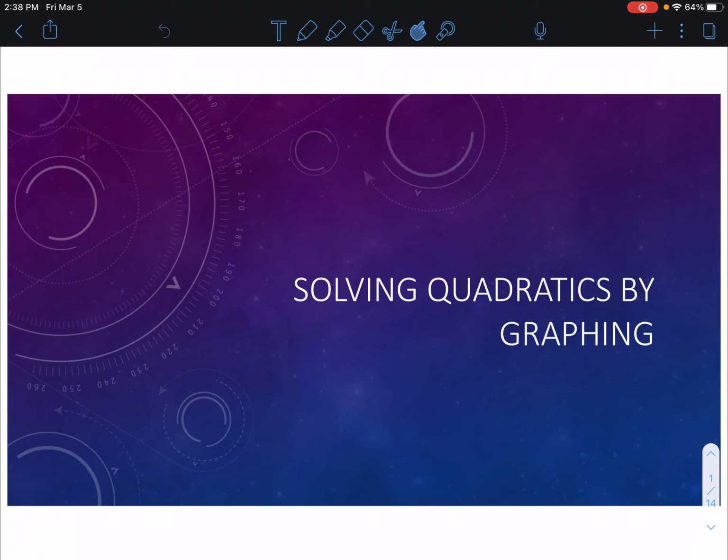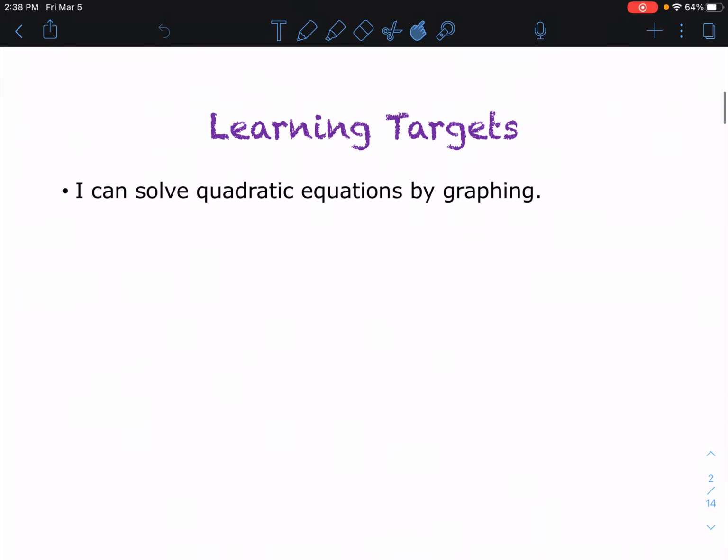All right, so we're going to continue with solving quadratics. Last time we talked about how to solve a quadratic by factoring, and today we're going to learn how to do this by graphing. So that's our learning target.